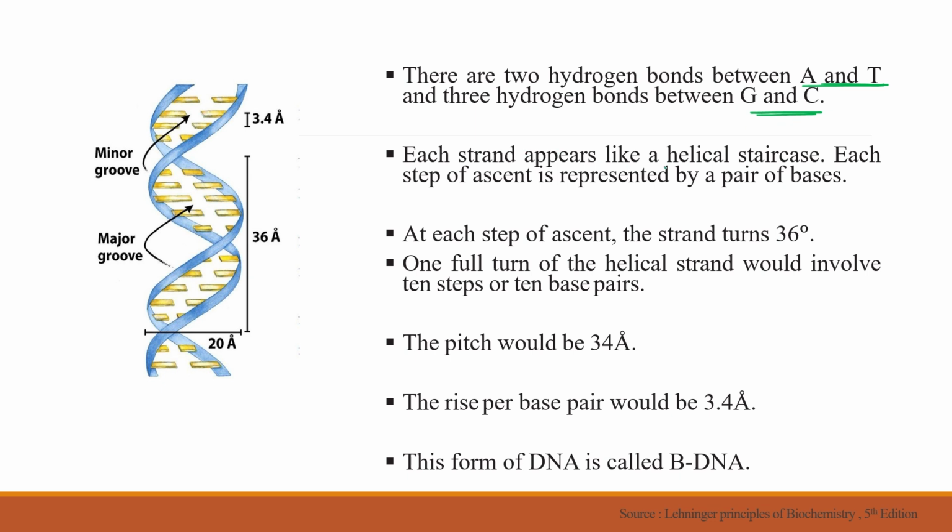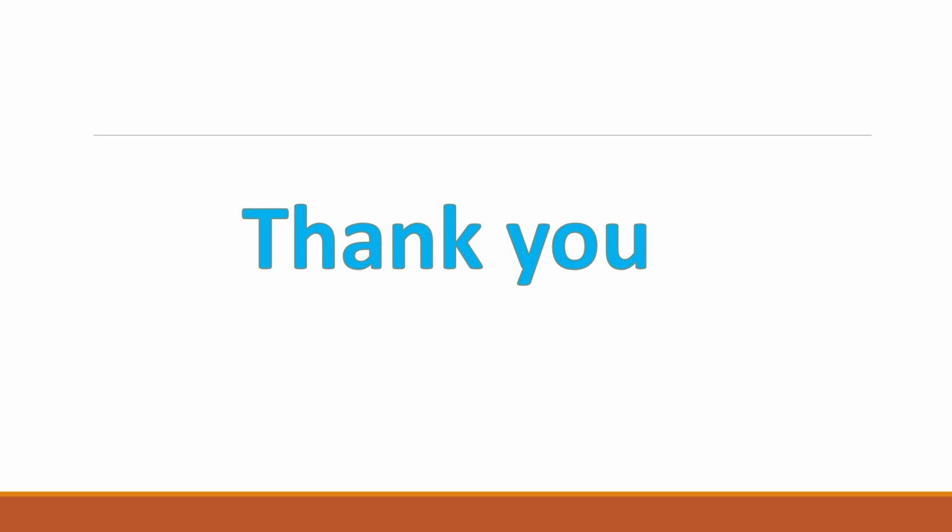And each strand appears like a helical staircase. You can see the helical staircase, right? At each step of ascent, the strand turns 36 degrees. Okay, the pitch is 34 angstrom, and the rise per base pair, meaning the distance between two base pairs, as you can see over here, the distance between this and this one is 3.4 angstrom, and this type of DNA model is called B type of DNA. Okay, so this is all about the macromolecular part of the biomolecule chapter.